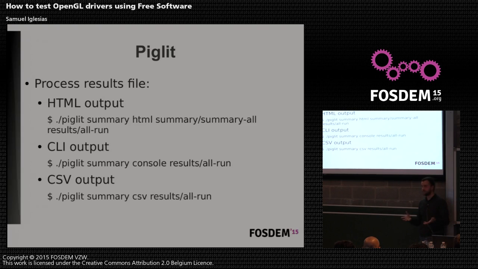Once you have the results, which are saved in a JSON format, you can process them and read them in a more, let's say, human-readable way. The first one is the HTML output, so it generates an HTML website that I'm going to show you later. Then the command line output, and then you also have the CSV file creation.